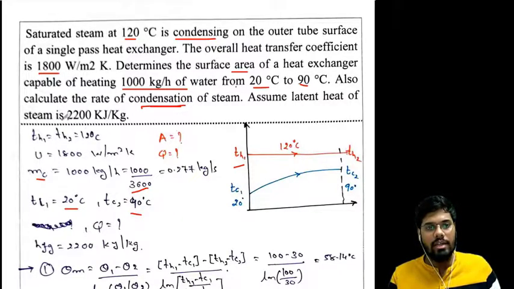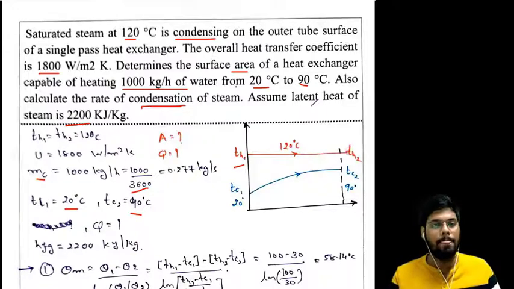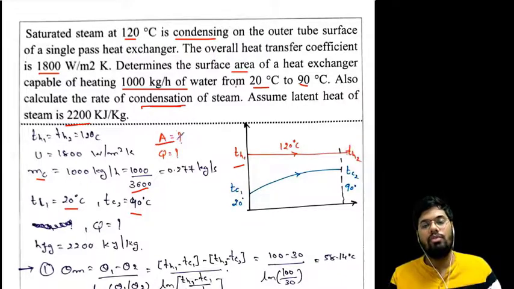And assume latent heat of steam as 2200 kilojoule per kg. So here again latent heat is given, so some use of latent heat will be in numerical. Let's figure it out. Here if we need to find out area of heat exchanger, we know that we need to use equation Q is equal to UA theta m.